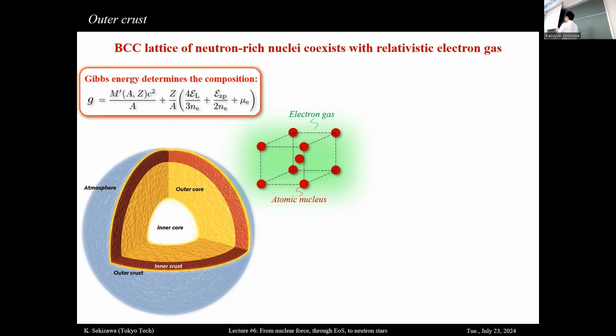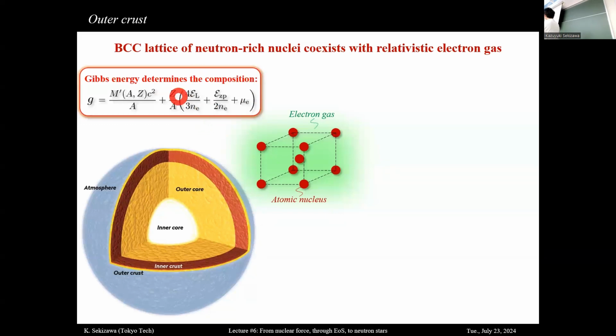And actually, we can calculate very easily what kind of nuclei emerge inside the outer crust region. To this end, what we should do is minimize the Gibbs energy as given here. I'm not going into the detail, but this second term contains the lattice energy, which is associated with the formation of this Coulomb lattice. And the second term in the parenthesis is the zero-point energy, which is the zero-point oscillation of the Coulomb lattice. The third term here is just the electron's chemical potential.